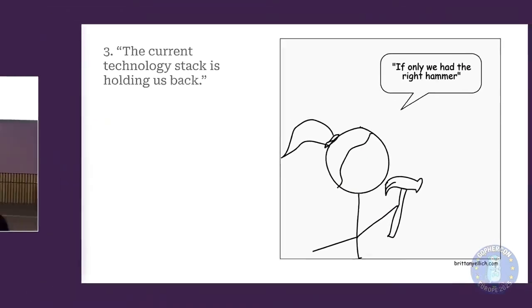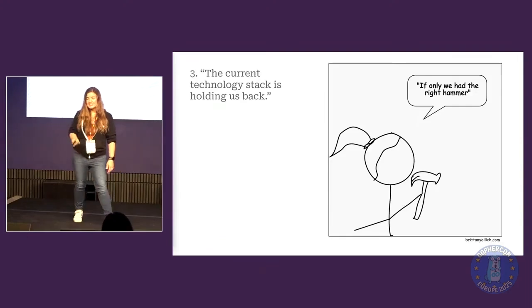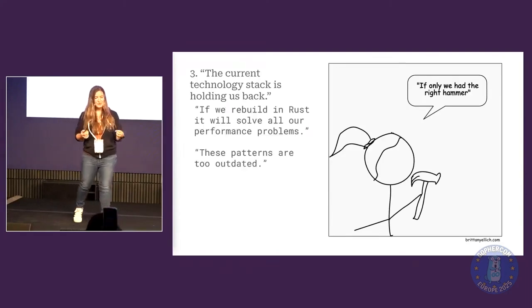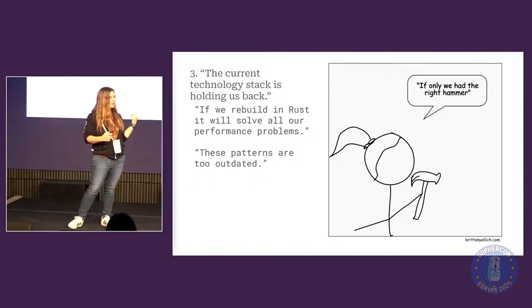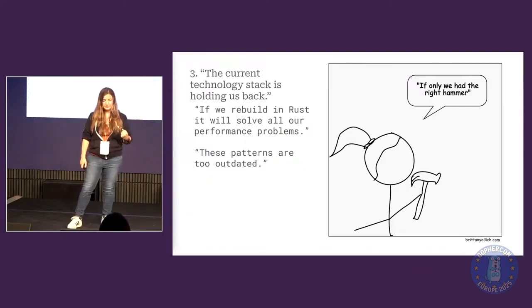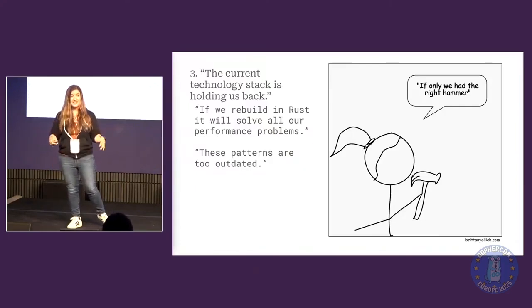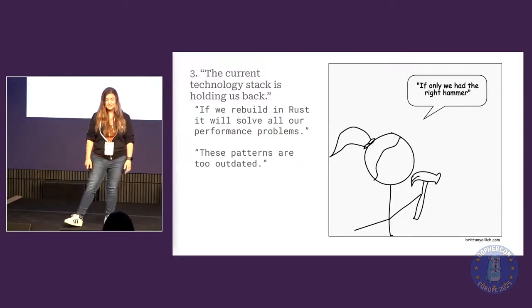Here's the third one. The current technology stack is holding us back. This is another myth. Here's what it sounds like. If we rebuild in Rust or whatever your flavor of the week is, it's going to solve all of our performance problems. And our patterns are just too outdated. We're software engineers. We love to learn. It's easy to learn a new technology, but it's really hard to learn it well. And when you pick a new technology for your rewrite, you're going to be doing all that learning at the same time you're rebuilding. So you're probably going to make a lot of mistakes.